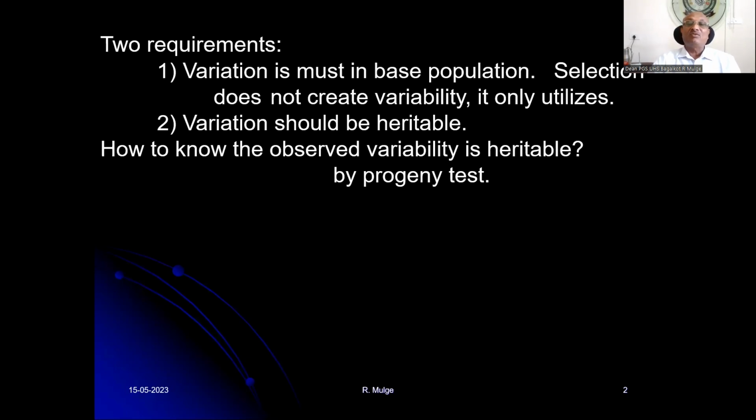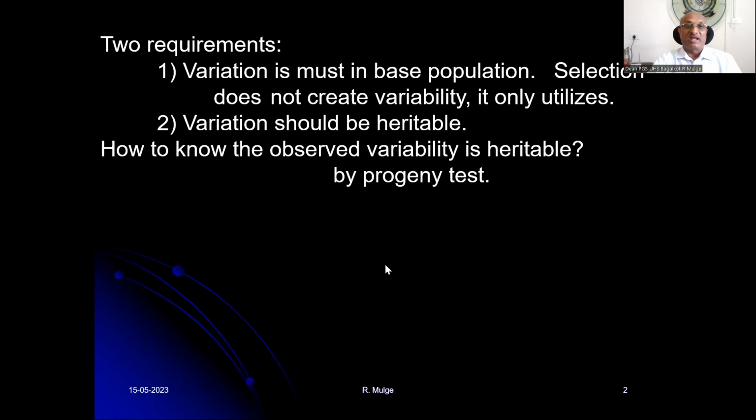And then this variation, whatever you are observing, it should be heritable. It should not be non-heritable. Only for heritable variation is there a meaning for the selection. If you select the good one and push it for the next generation, it will perform better. But if it is because of the environment, not because of the genes present in that plant, then it will not be expressed in the next generation wherever you are evaluating it. So whatever variation is there in the population, that should be heritable. These are the two important requirements for plant breeding, right?